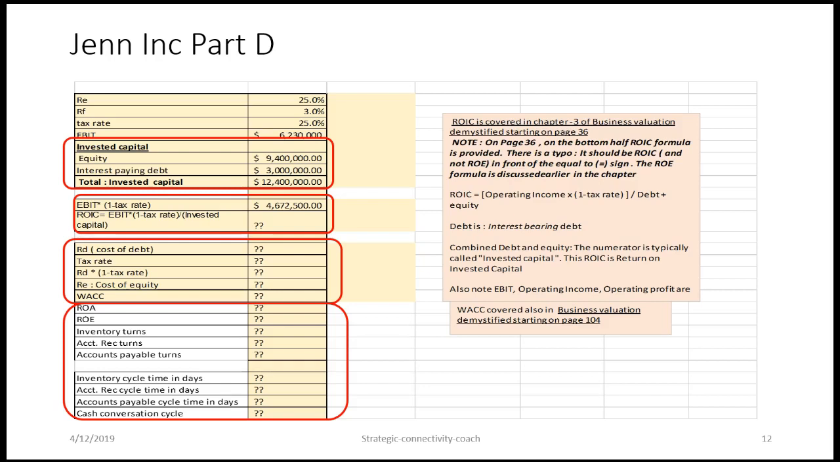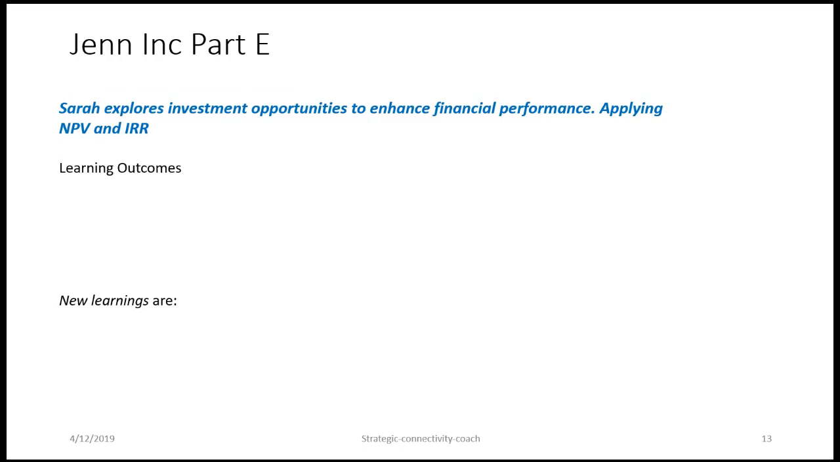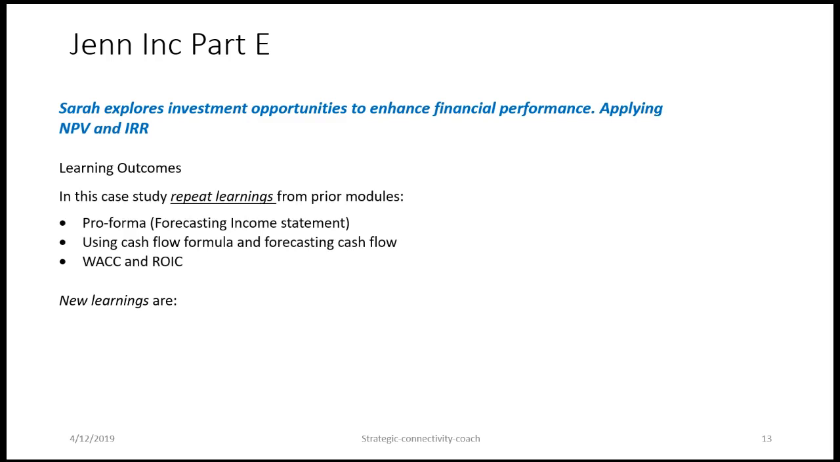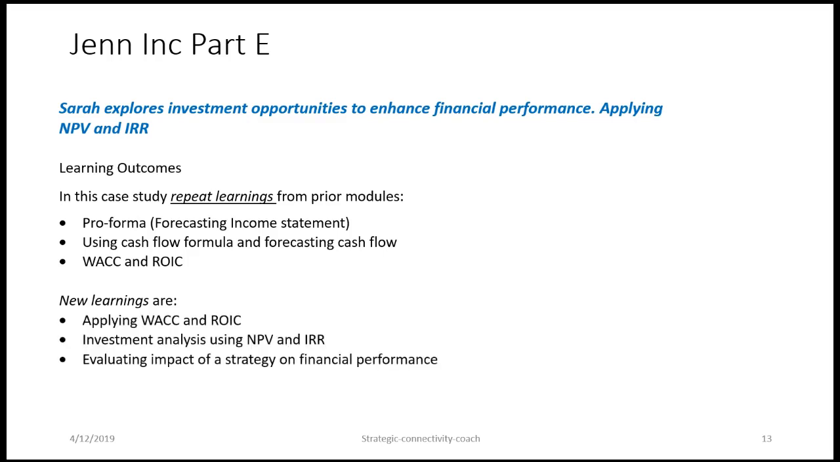And much of this is really connected to free cash flow, which we started to apply later on in the future Gen Inc. In Part E, we wanted to learn about how to apply NPV and IRR. So here, some of the learning outcomes were from the prior cases. So they were repeat learnings: the pro forma forecasting income statement, using the cash flow formula, WACC and ROIC, which we learned in Part D. The new learnings were applying WACC and ROIC, conducting investment analysis using NPV and IRR, and evaluating the impact of strategy on the financial performance.